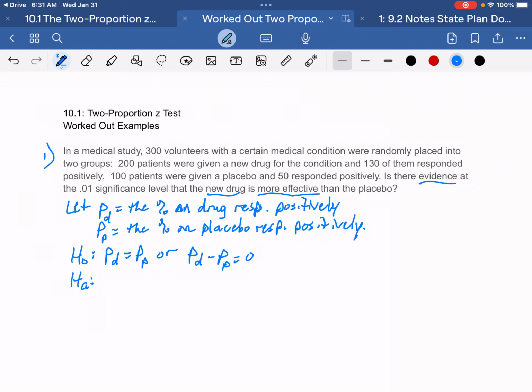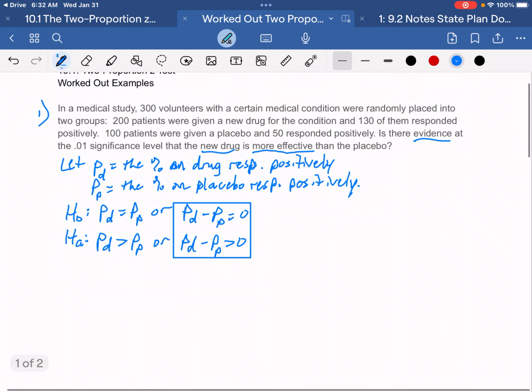So then we can say PD greater than P subscript P for placebo, or I can say PD minus P subscript P is greater than 0. And that's basically just algebraically subtracting P subscript P from both sides of the first way. So I prefer these. I'll explain when I get back. Okay. So that's the state phase. Not too different. Okay, plan.